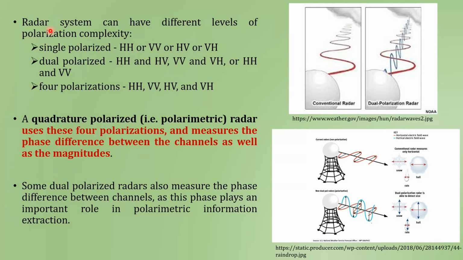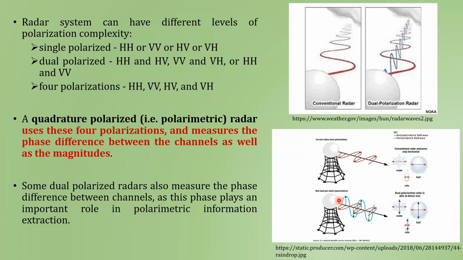More advanced radar systems can receive the signal for all types of polarizations. This type of system is referred to as quadrature polarized radar or polarimetric radar because it uses all four polarizations and measures the phase difference between the channels as well as their magnitude. Here we have the difference between conventional radar and dual polarization radar. Conventional radar is the term used for radar systems which are single polarized, and dual polarization radar is used for radar systems which are capable of dual polarization.